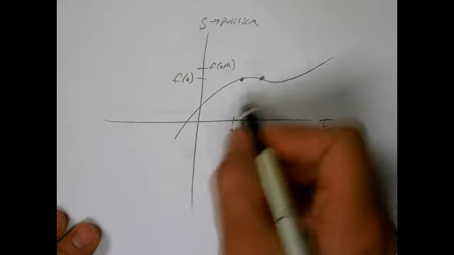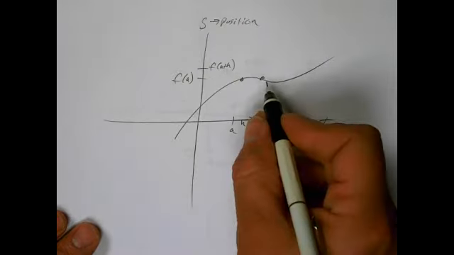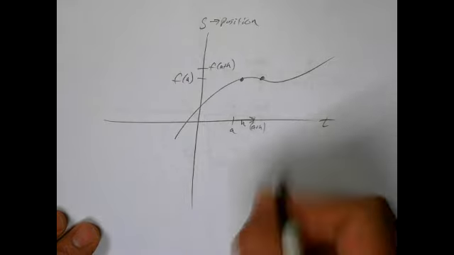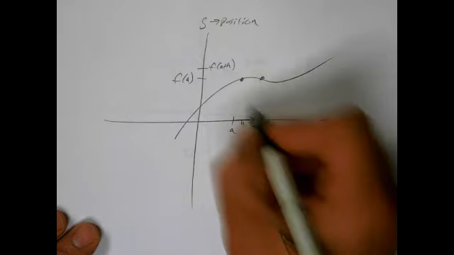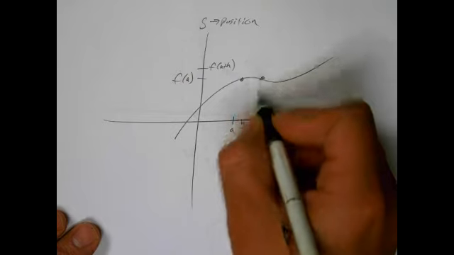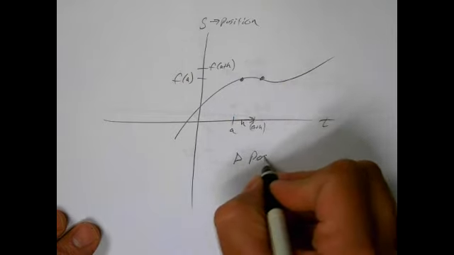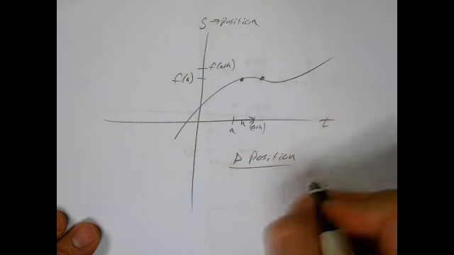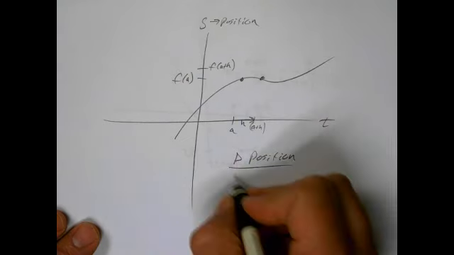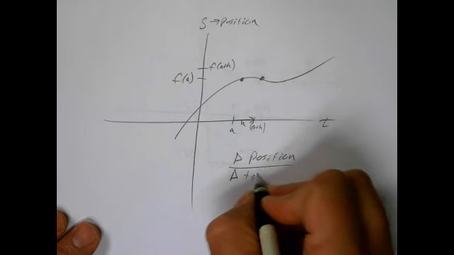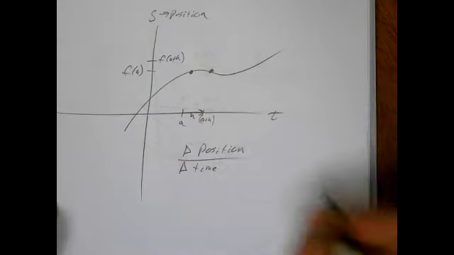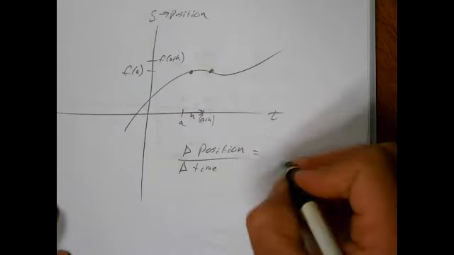What do you have when you find this slope? Well, the average slope, with the vertical change being on top, would be the change in position. The horizontal change would be the change in time. Well, change in position is also known as displacement.